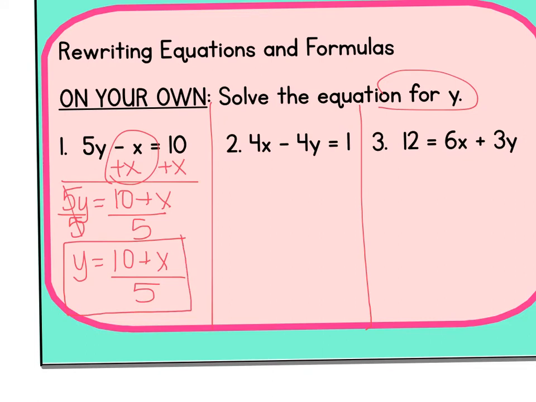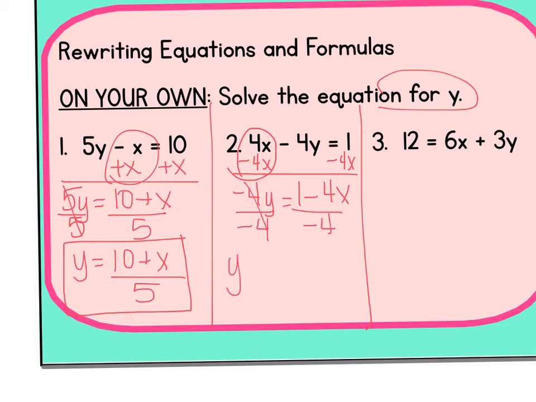On problem 2, to get my y by itself, the first thing I'm going to do is subtract 4 x's from both sides. So negative 4y equals 1 minus 4x. We divide both sides by negative 4, and we have our final answer. Y equals 1 minus 4x, all divided by negative 4.